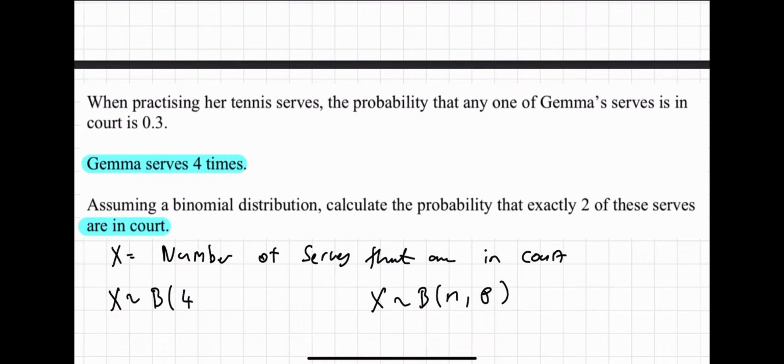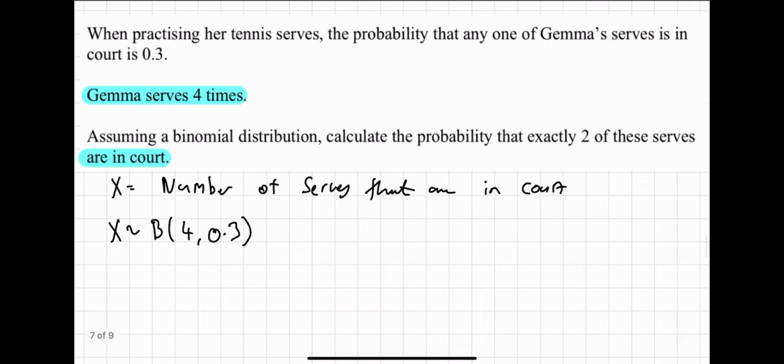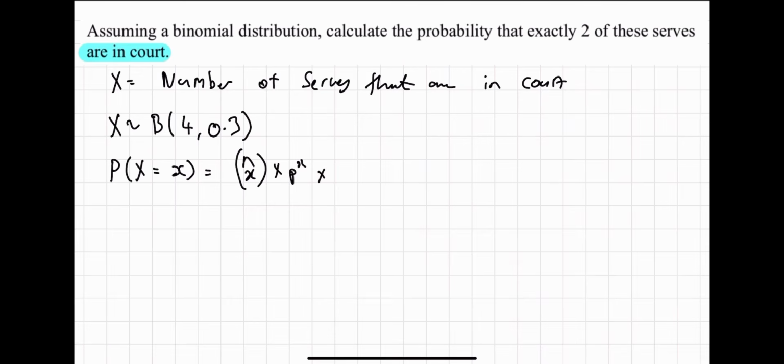And the probability of success, what it says, the probability that any one of Gemma's serves is in court is 0.3. So 0.3 is our probability of success. And then remembering our formula for the binomial distribution, the probability that X equals x is n choose x multiplied by the probability, lowercase p, to the power of x, multiplied by the probability of failure, which is q, to the power of n take away x. Remembering that q equals 1 minus p.